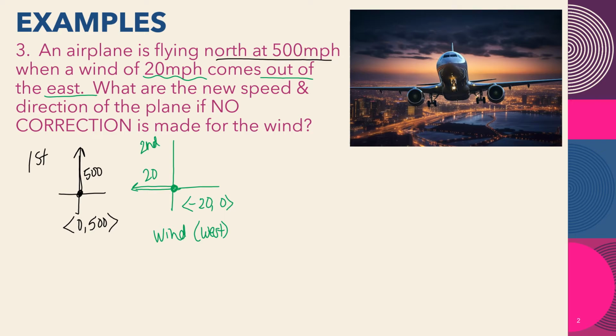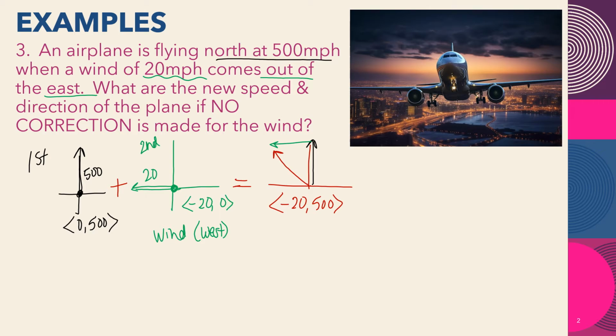Okay, so our next part is, if we add those two together, then we get component form of -20, 500. So I would take the northern traveling of the plane, move it westward because of the wind, and give me a resultant going in that northwest direction.